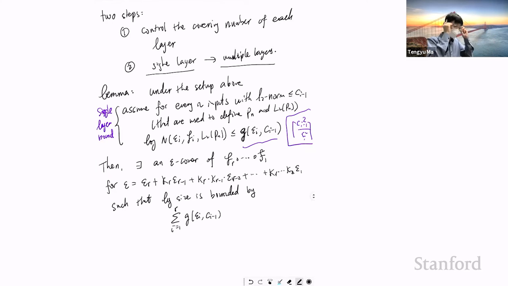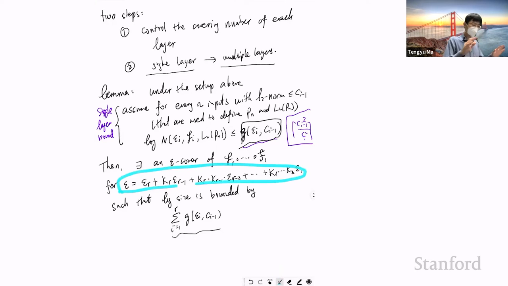So basically, if you have a log covering number bound of this form for every layer, then you can have a log covering number bound for this thing, and the log covering number just adds up in a sum. But the tricky thing is that the cover size also grows. So the cover size also adds up in some way, which is a little bit complicated.